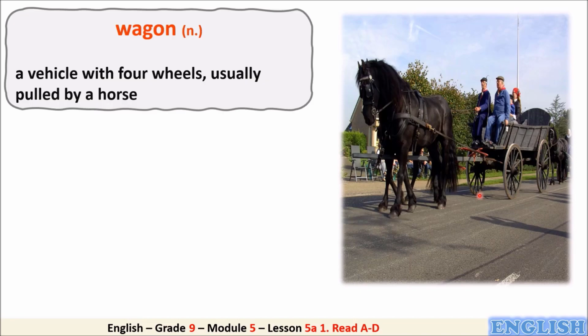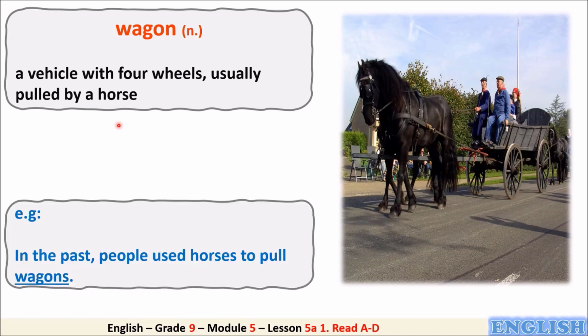Look at this picture. What do we call this? Very good, my students. Wagon. It is a noun, which means a vehicle with 4 wheels, usually pulled by a horse. Look at the following example. In the past, people used horses to pull wagons.